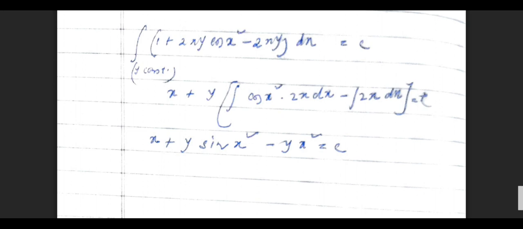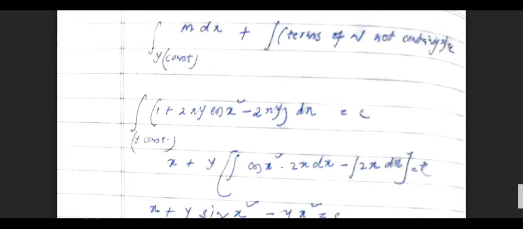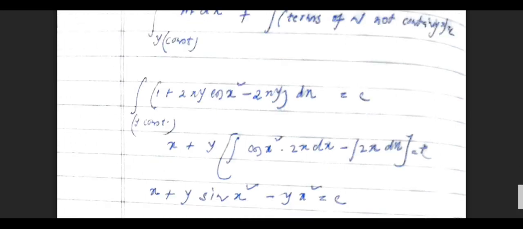Okay, I forgot to mention that one, terms of N. So you know what is N, not containing x. So here in this problem, what is N? Sin x square minus x square. Is there any term not containing x here? You answer. No, ma'am. Sin x square minus x square, all terms are containing x, so we will not get anything here. So we will omit this one, means zero part. So we will just integrate M dx, that is equal to constant. You can integrate this one, and that will be your answer.